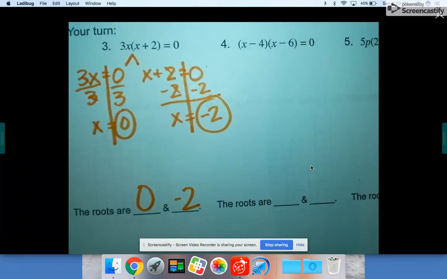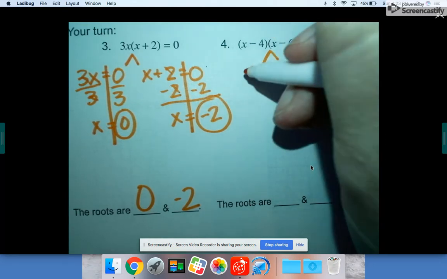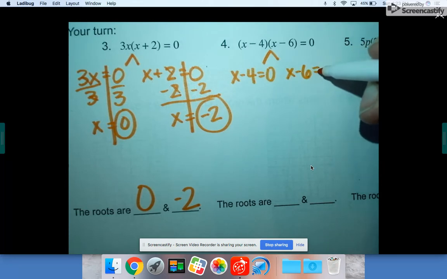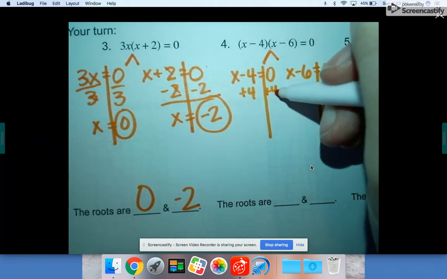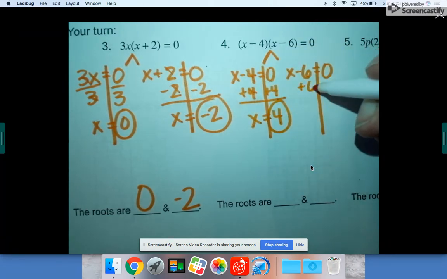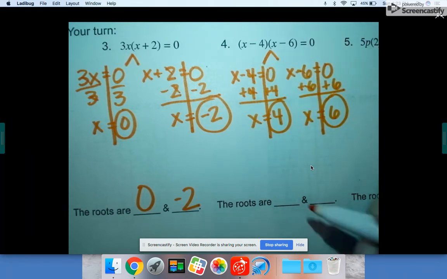All right, on number 4, branch them both off. Really, you could do those in your head too. But just to show you how it works, set that one and that one both equal to 0. Solve them both. x equals 4. And x equals 6.